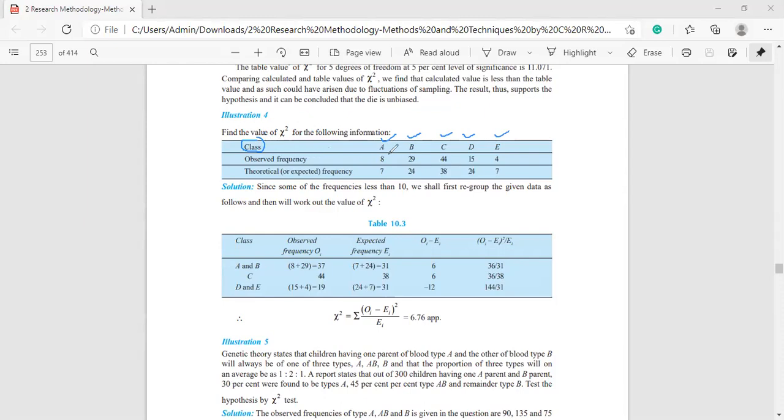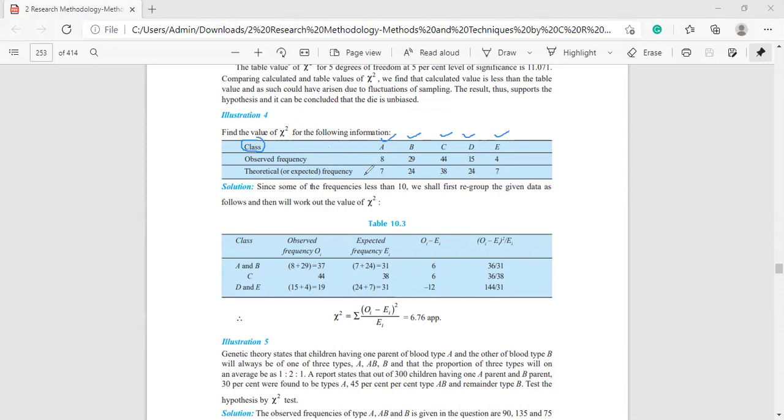Here the classes given are A, B, C, D, E, so 5 classes are there. Related to that, the observed frequencies are given as 8, 29, 44, 15 and 4, and the theoretical or expected frequency is also given: 7, 24, 38, 24 and 7.